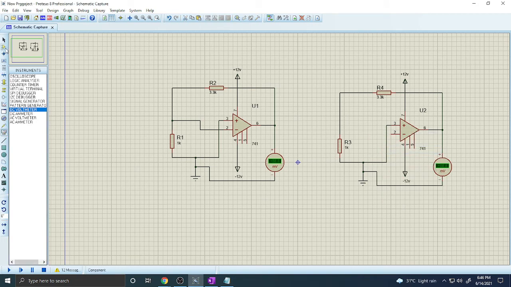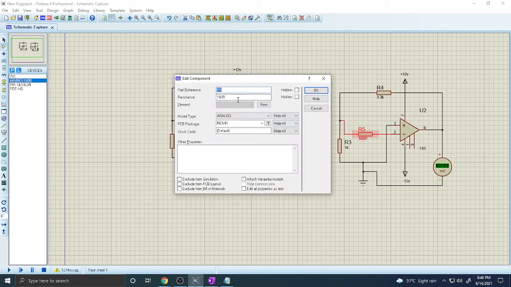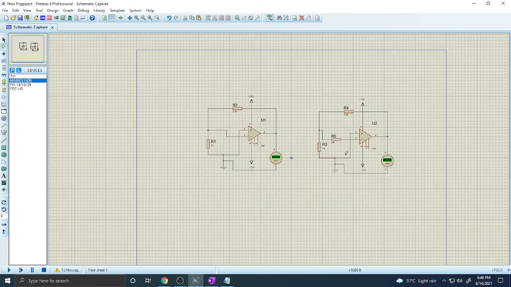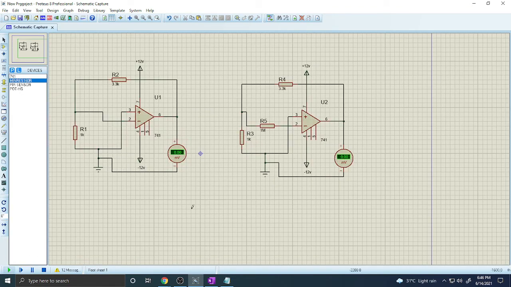So again select the component mode and place the resistance here and connect it to this terminal, sorry, this terminal, and connect one terminal here, and this value equals 1 mega ohm. Okay, 1 meg. Now run the simulation and see that.